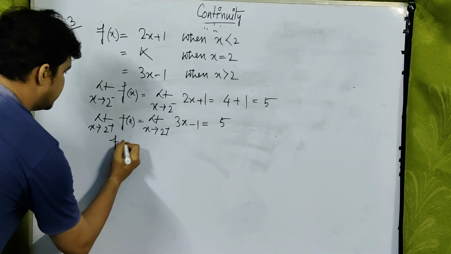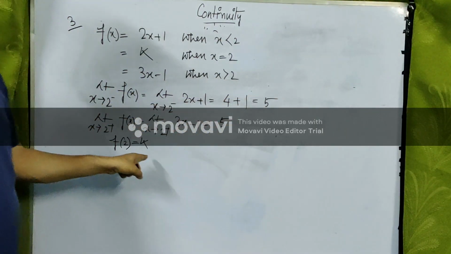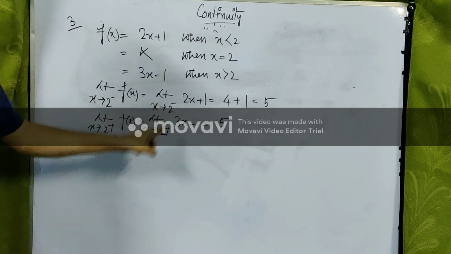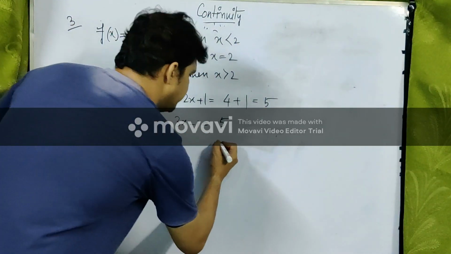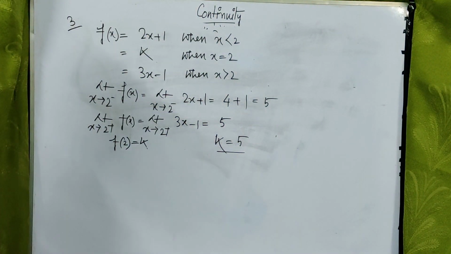And f(2) is given as k. So for continuity, these three values should be the same. So from there you can say the value of k equals 5, as the function is continuous at the point x equals 2. Okay. Next one.